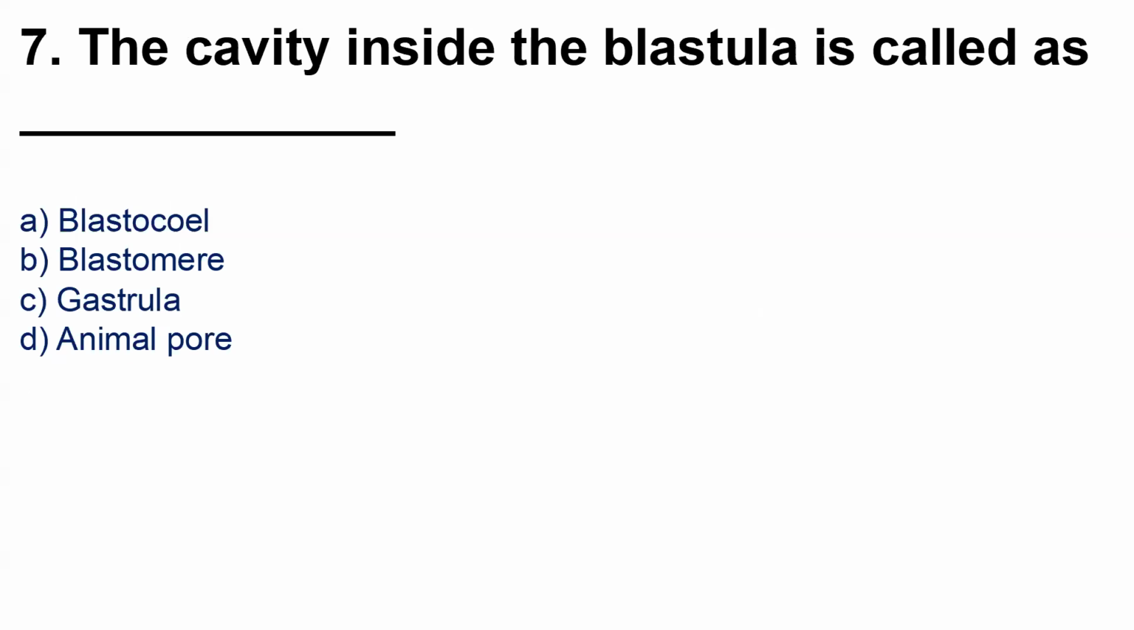Question 7. The cavity inside the blastula is called: A. Blastocoel, B. Blastomere, C. Gastrula, D. Animal pole. The answer is A. Blastocoel.